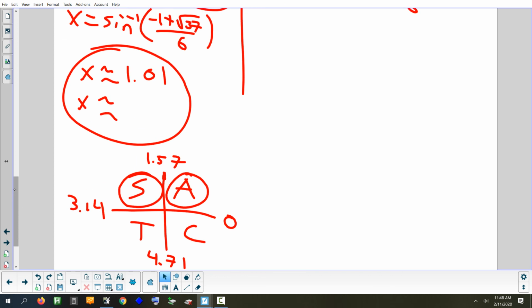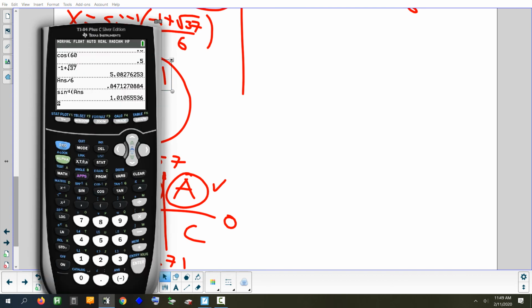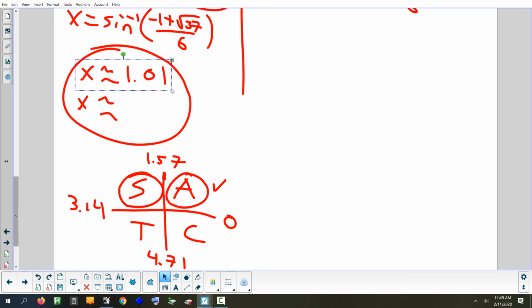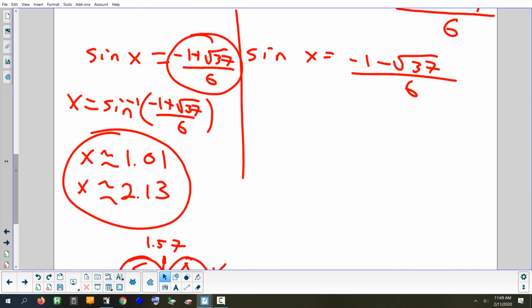1.01 is in which quadrant? Okay. So you have an answer in the first. What's the other quadrant you're looking for an answer in? Second. What's the formula in quadrant 2 once you have your reference angle? Minus it from what? In degrees, yep. What about minus it from pi? So it would be 180, but this is radians, so it's pi minus 1.01, and we get 2.13. Okay, so there's our answers there.